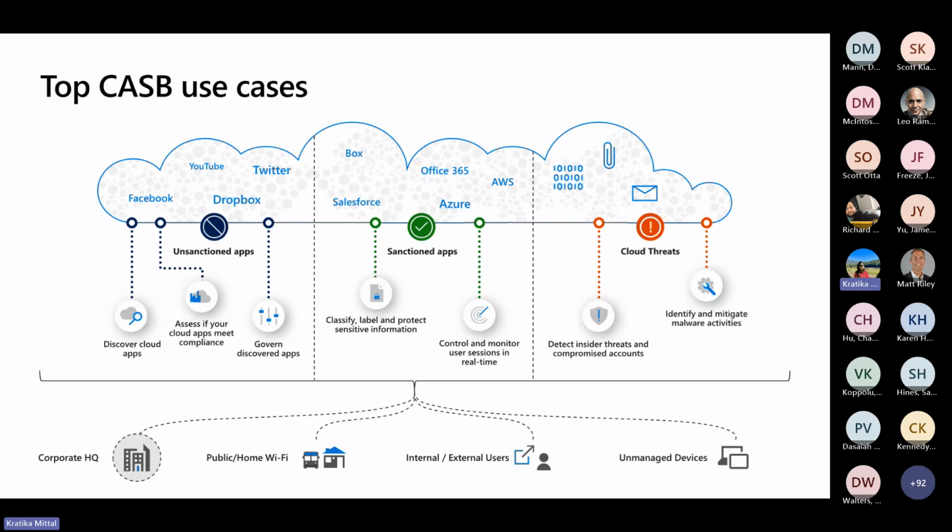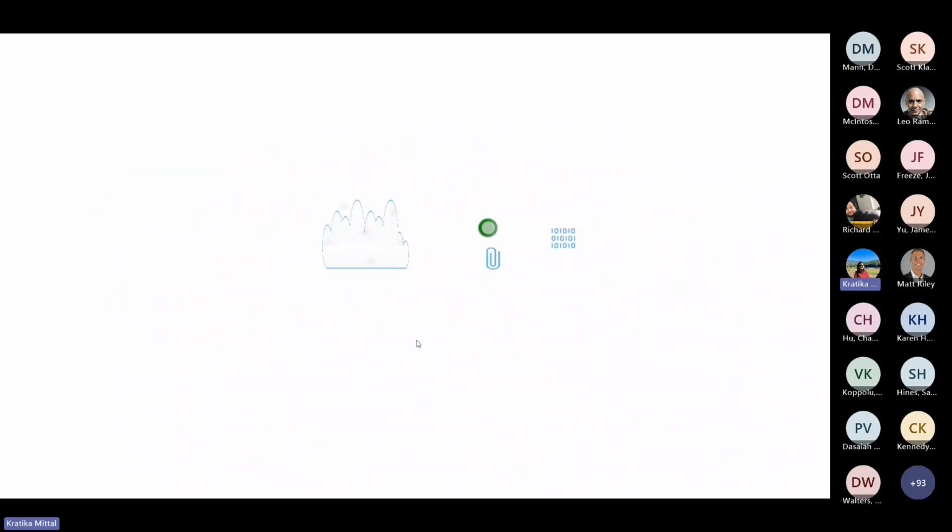So CASB enables you to detect threats inside of your managed cloud apps, but also covers scenarios such as data being exfiltrated to any unsanctioned cloud apps. And no matter, like I said, no matter where the user is located, whether they are inside an office, they are at home, they are using their laptop from Starbucks, or if they are on unmanaged devices, these policies apply across your data and across your cloud applications.